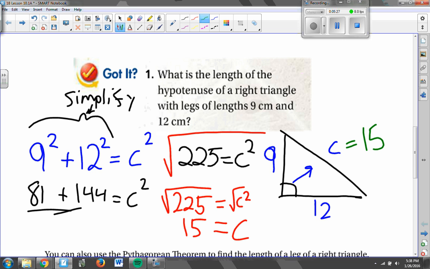Now that's good news. It should be longer than both of the other two sides, because I added those two up after squaring them. And then I took the square root and found that my hypotenuse length is 15. Okay.